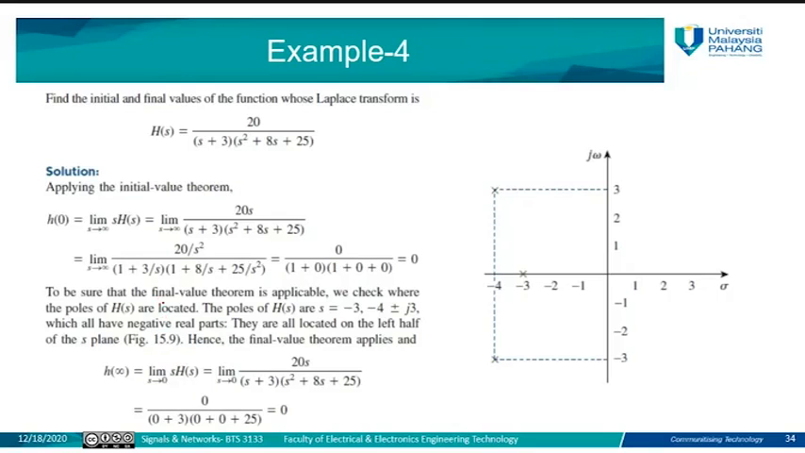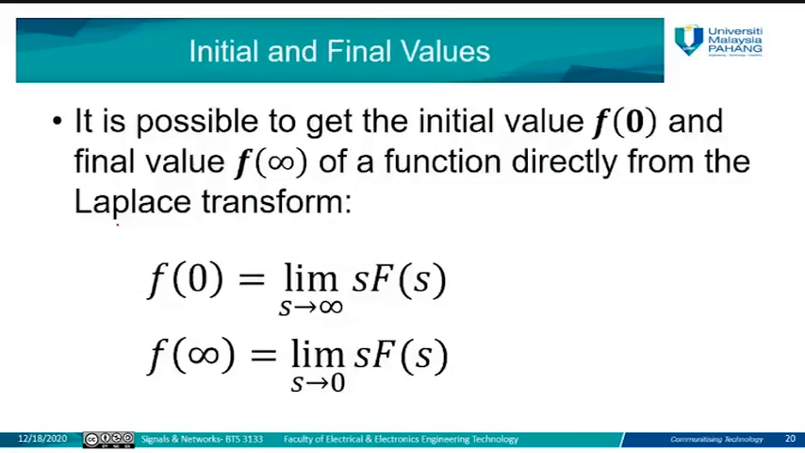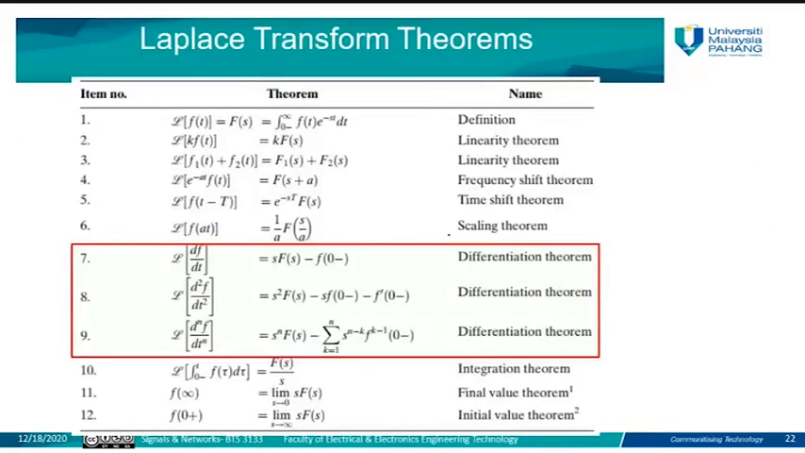and also the final value theorems. So initial value theorem, we said h of 0 is equal to limit s goes to infinity s hs, based on this table that we have. You can see here we have the initial value and the final value. This is for final value, this is for initial value theorems.